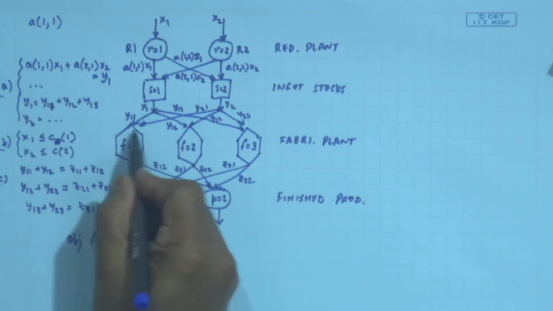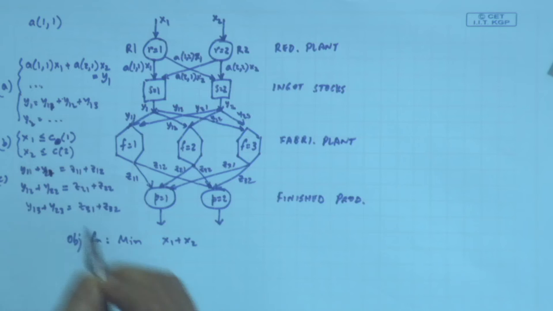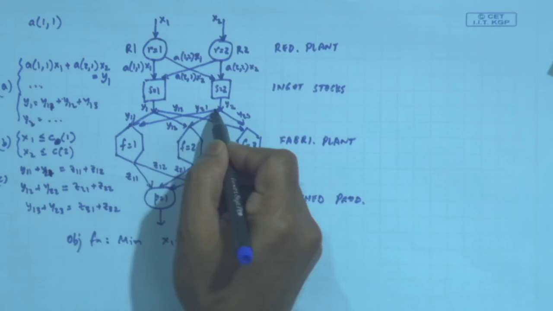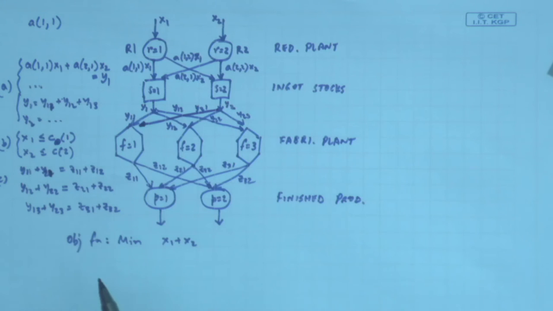Y11 plus Y12, these are coming in or what? Oh, sorry, Y21, that was the confusion. Okay, I wrote it here, I thought this is that. So Y21 is this, that's right, Y21, you are right. Okay, so that's the C. What is the D now?